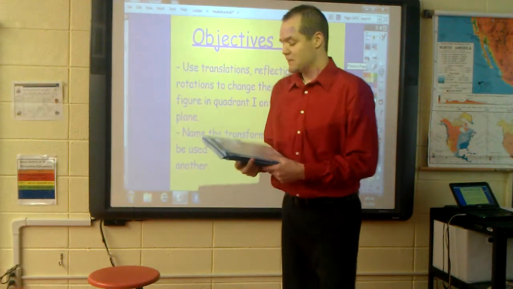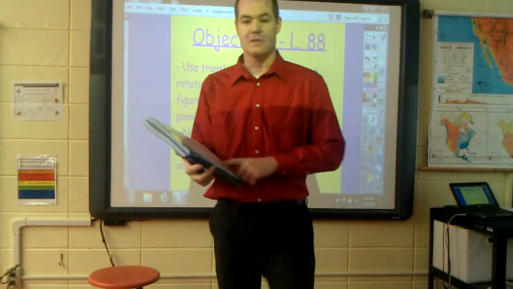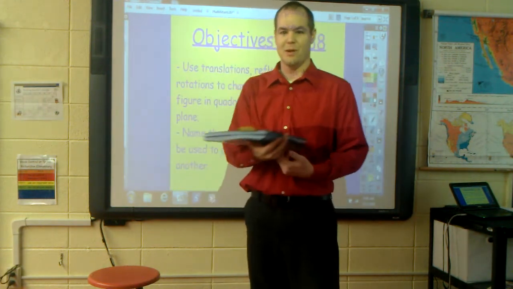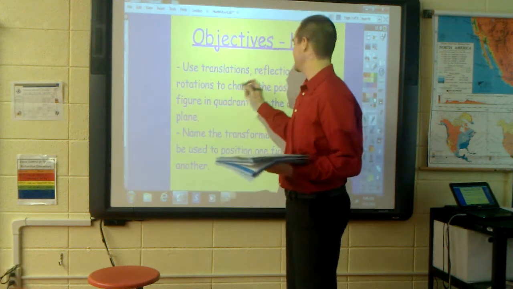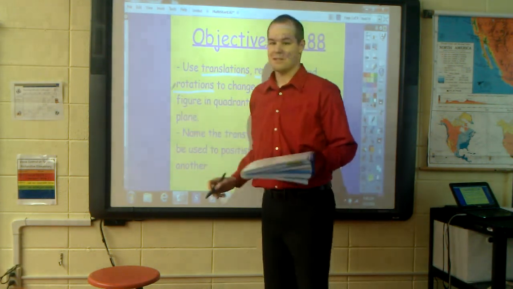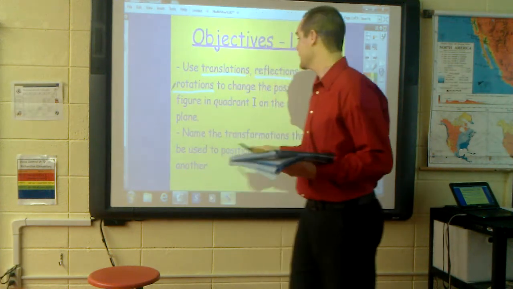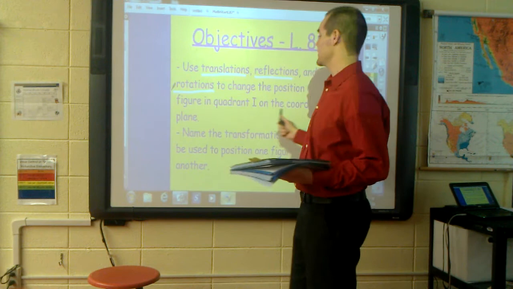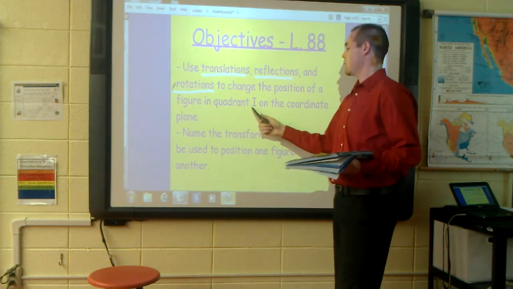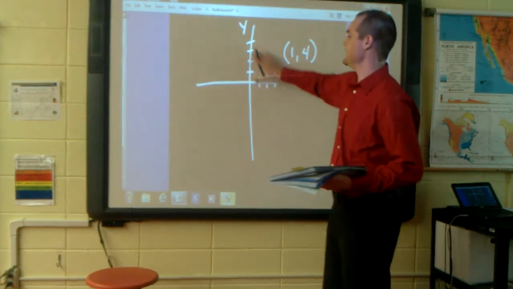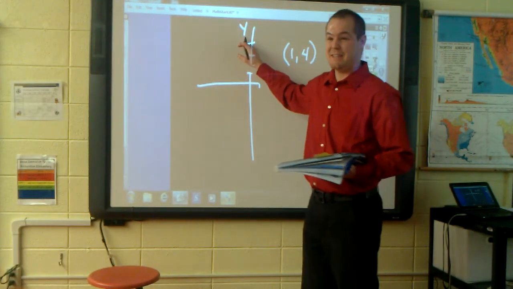Okay, here we go. This is lesson 88, found on page 572. Today we're learning about transformations. We've dealt with those a little bit already. Those translations, reflections, and rotations, and that's something we'll build on quite a bit today. It says using those translations, reflections, and rotations to change the position of a figure in quadrant 1 on the coordinate plane. Okay, remember that coordinate planes are these x, y axis.